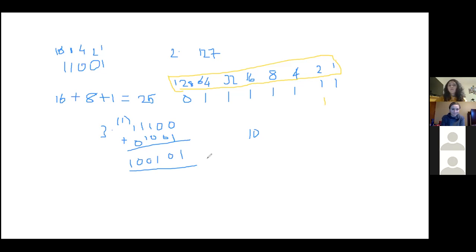And if you were ever unsure, you could always turn these numbers back into decimal or denary, perform the addition as normal, and then convert your answer back to binary. That's a bit of a long-winded way, I suppose, of doing it, but it is a way to check your answers. Also, you will never have to do this. You could always use a calculator, but it's really good to know how these bits work.